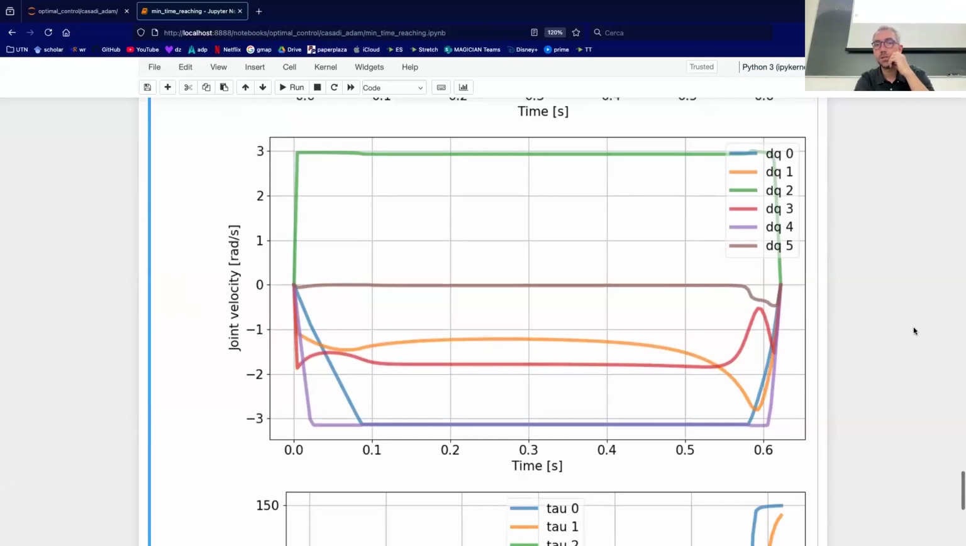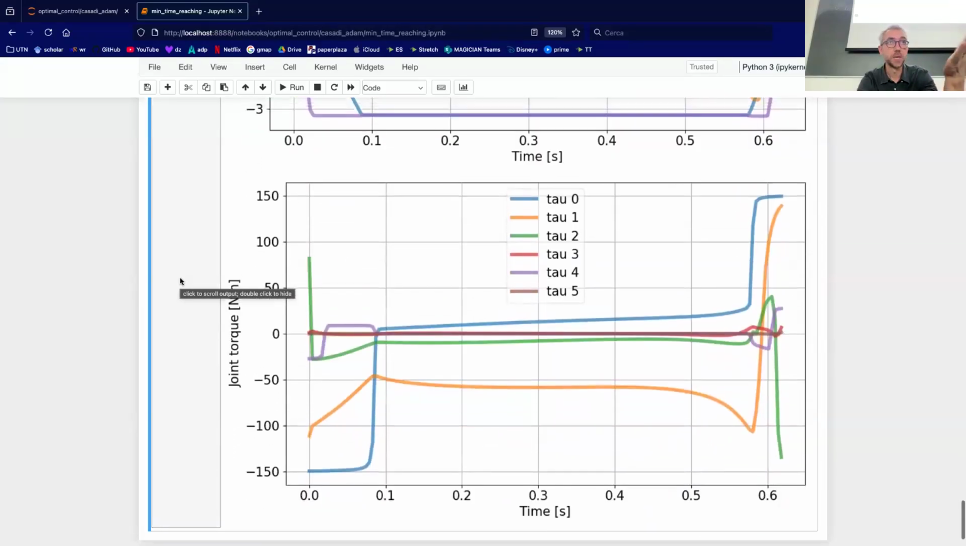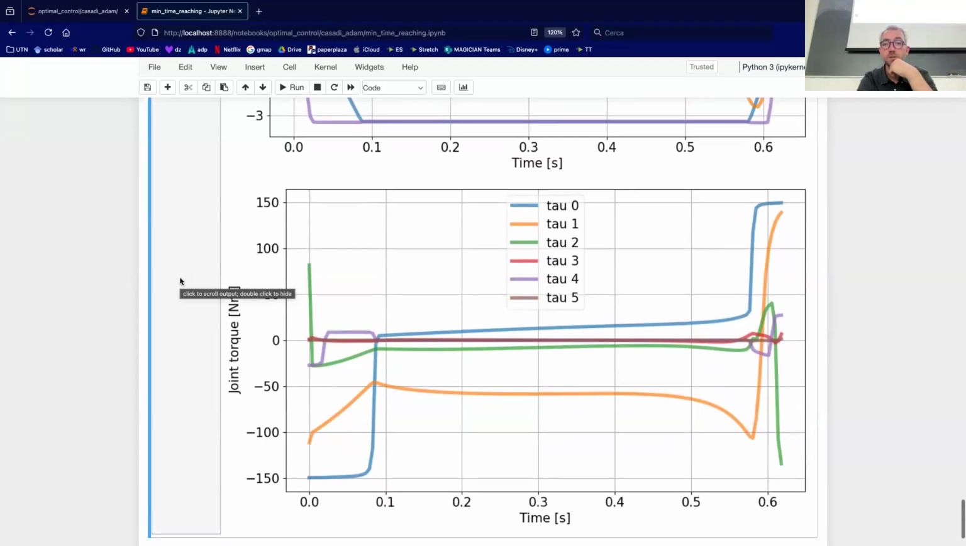It's more interesting to look at the joint velocities because we can see that they very quickly saturate to their maximum value, which was around 3. So some saturate to the maximum positive value, some to the minimum value, but there is a saturation of 3 of them, which makes sense. That's what you would expect from a minimum time trajectory, that it saturates the velocities and the torques. That's a bang-bang behavior you were mentioning before.